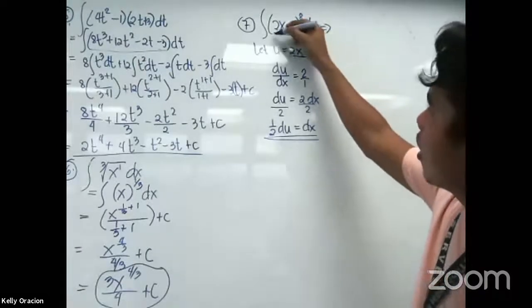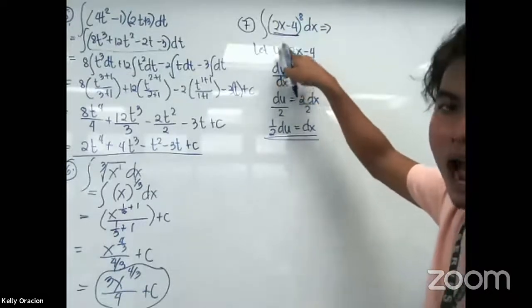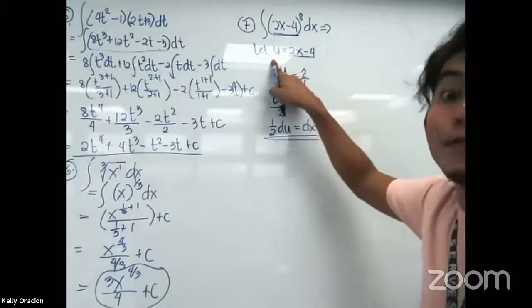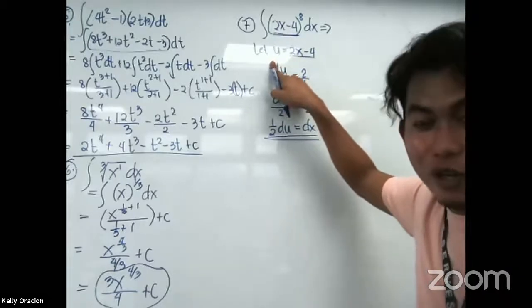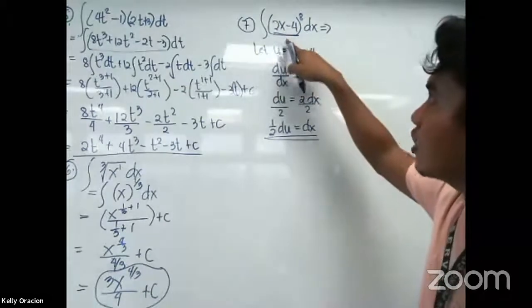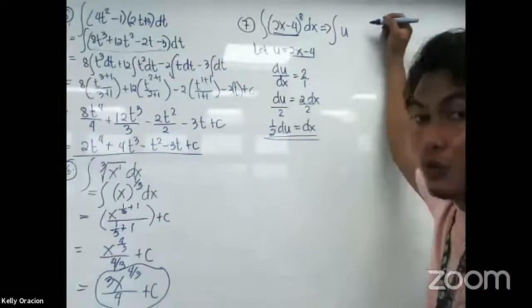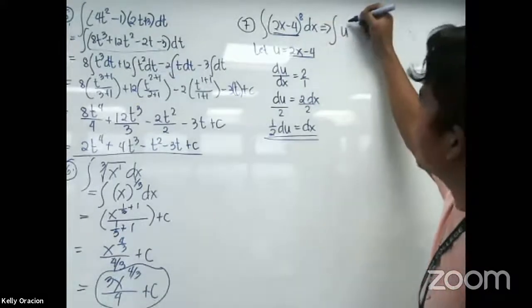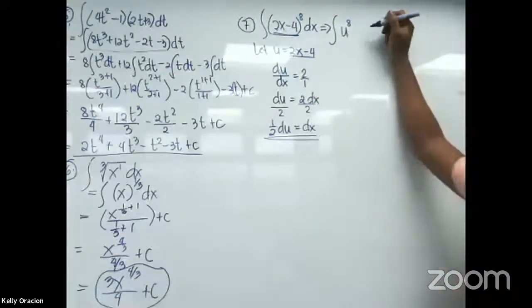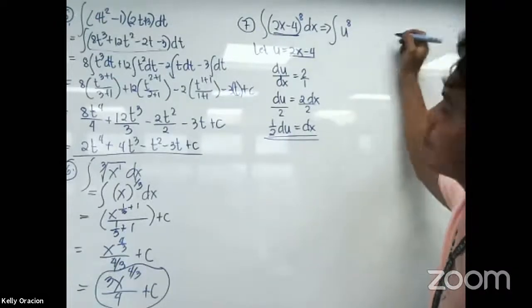Okay? 2x minus 4 is u. Diba? Ang atong 2x minus 4 is u. I-substitute. Diba? Substitution. Integration by substitution. So let u be 2x minus 4. So ito siya, magiging u. Then the exponent is 8.